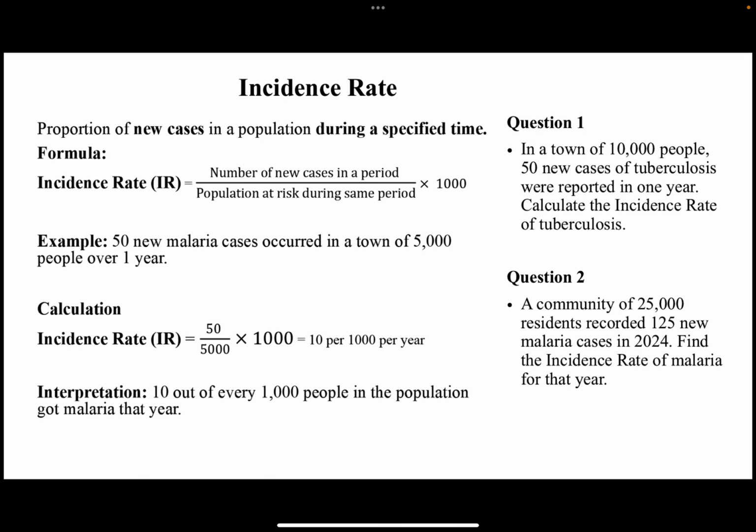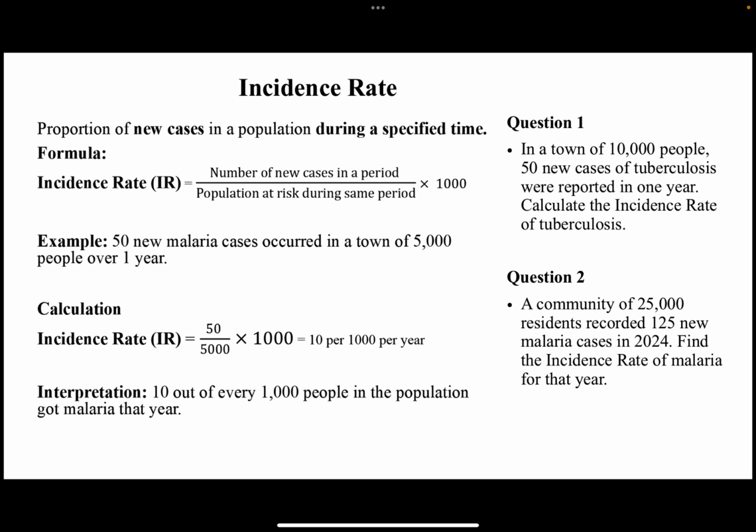That's the meaning. Now let's look at example 1. In a town of 10,000 people, 50 new cases of tuberculosis were reported in 1 year. Calculate the incidence rate. So you use the formula, new cases. The number of new cases is 50. The population at risk during the same period is 10,000. So 50 divided by 10,000. Then you multiply by 1,000. The answer you get, you express per 1,000 per year. Do you get it? Great.